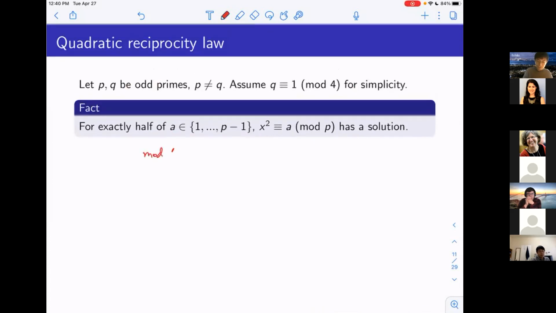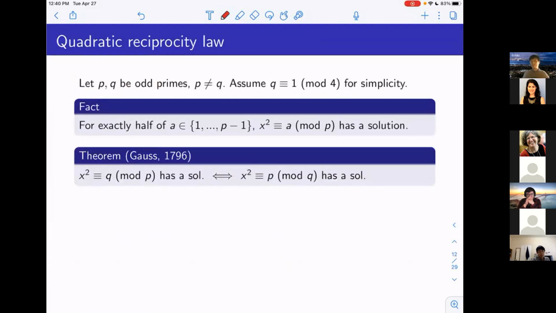As a quick example, if I take modulo 7, then there are only 7 possible numbers. But 0 is not interesting. 0 certainly has a square root, so just disregard that. From 1 to 6, which ones have square roots? If you think about it, 1, 2, and 4 have square roots, and 3, 5, 6 have none. For instance, 2 has a square root because 3 squared is 9, which is 2 mod 7.